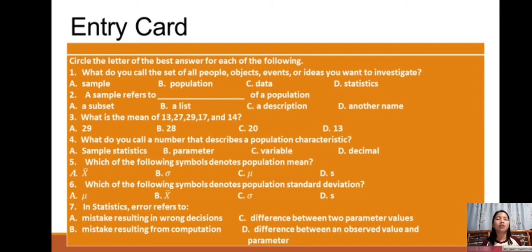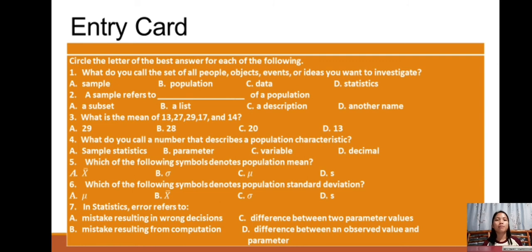Letter C. Okay, number 4. What do you call a number that describes a population characteristic? When we say population, this is all about parameter. So the answer is letter B. We have discussed this one in our lesson 1 during our chapter 1 discussion. And when we say statistics, this is about the sample. So parameter is for the population and statistics is for the sample.